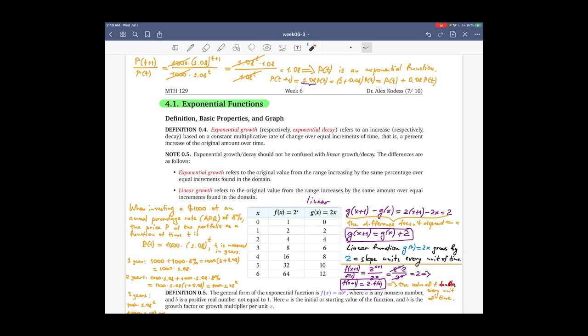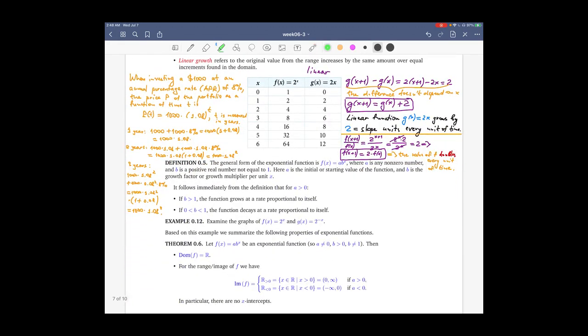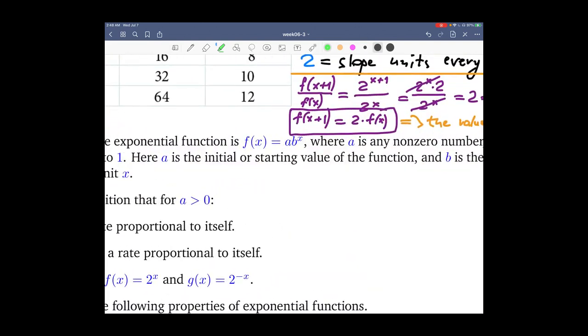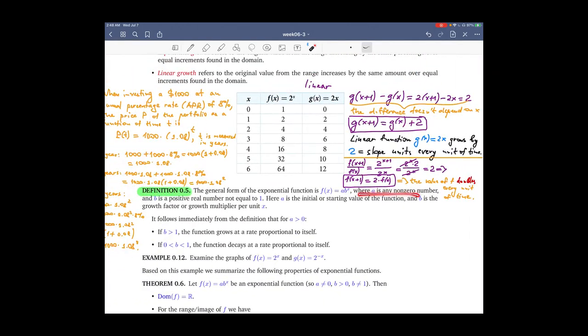All right, I think now we are ready for a formal definition. By an exponential function, we will mean a function of the form a times b to the power x. Now there are three symbols here, a, b, and x. A and b are given constants. The actual variable is x. A is necessarily non-zero. If a were zero, the whole thing would be zero, and this would be a constant function.